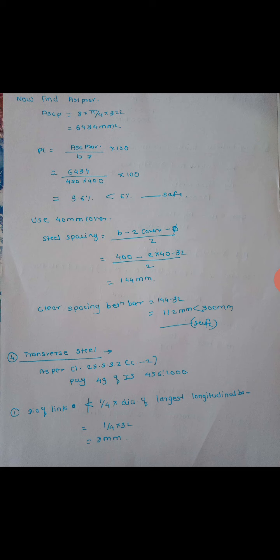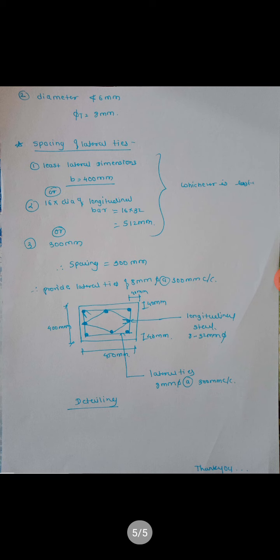In the next step, we have to find the spacing of lateral ties. There are three criteria given. The first criterion is the least lateral dimension, that is B, which is 400. The second criterion is 16 times the diameter of longitudinal bar, and the third one is 300 mm. With the help of these three criteria, we choose the smallest value. Hence, spacing is equal to 300 mm. Therefore, provide lateral ties of 8 mm phi at 300 mm center to center. And the last step is detailing.